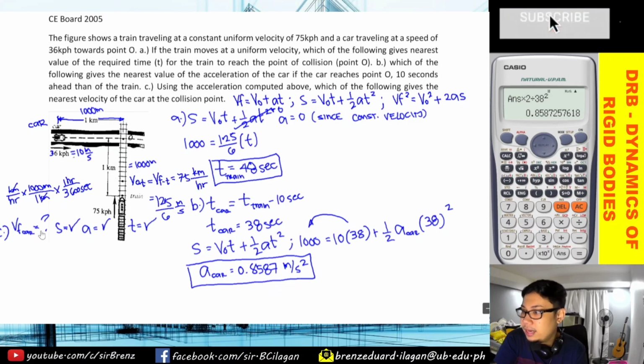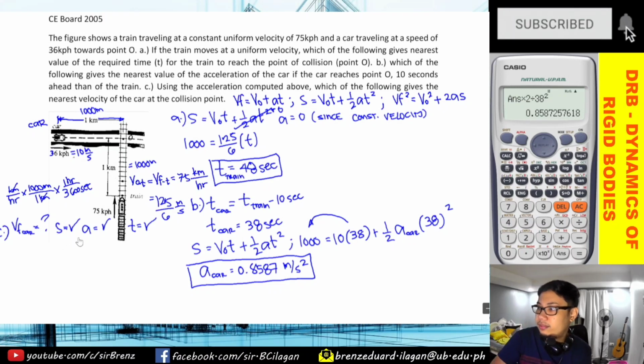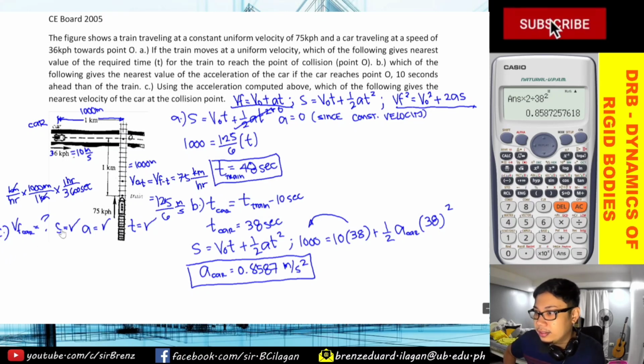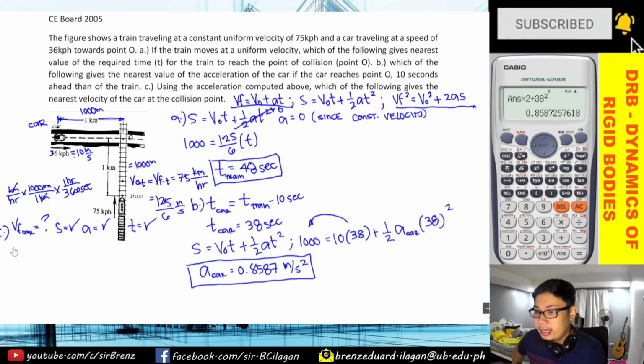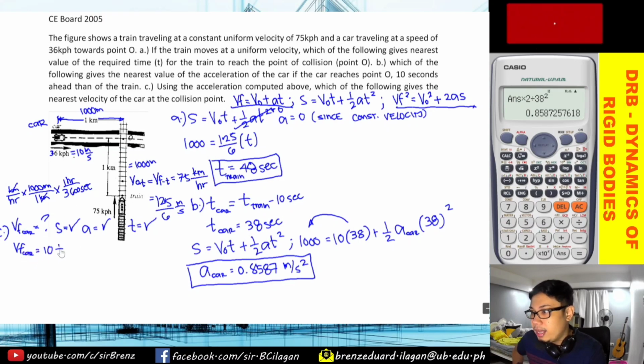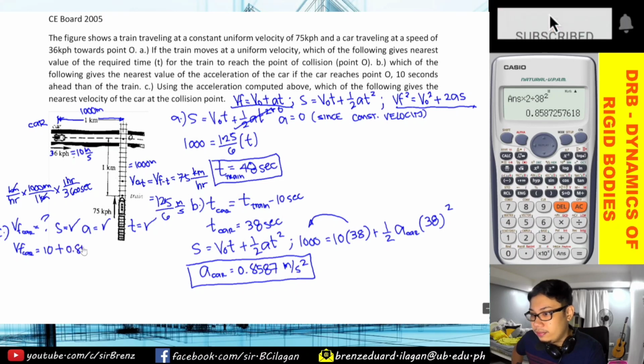So I think maalin na lang dito ano. So either of these two equation. Ayan. So check natin if pareho. Ano? So since marami pa namang space na available dito sa baba, try natin using the first equation. So final velocity ng car is equals sa initial, which is 10, and then plus the acceleration, which is 0.8587, and then multiply by the time for the car, which is 38 seconds.